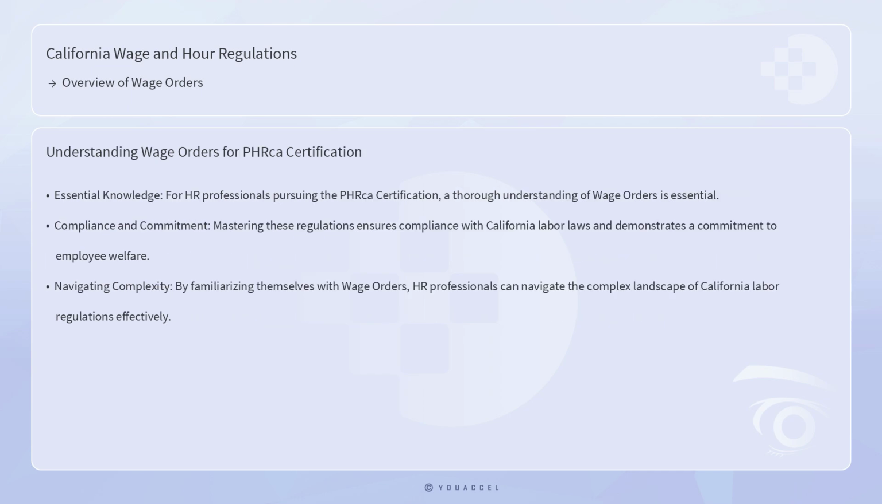For HR professionals pursuing the PHRca certification, a thorough understanding of wage orders is essential. Mastering these regulations not only ensures compliance with California labor laws, but also demonstrates a commitment to upholding the highest standards of employee welfare and workplace fairness. By familiarizing themselves with the intricacies of wage orders, HR professionals can effectively navigate the complex landscape of California labor regulations, contributing to a more equitable and just workplace.